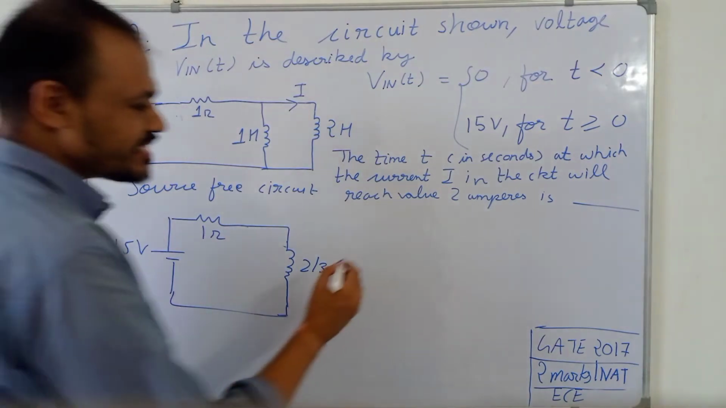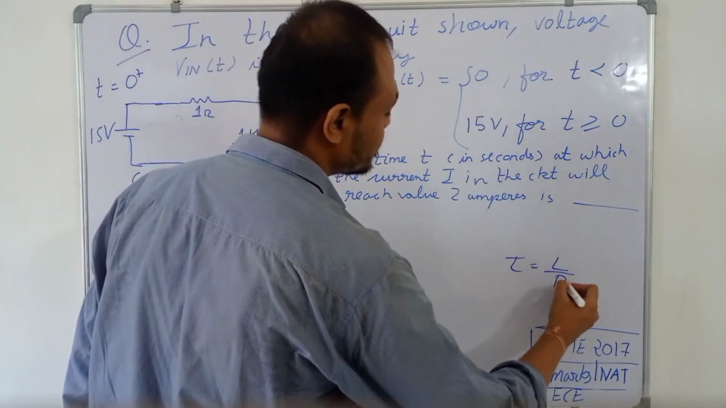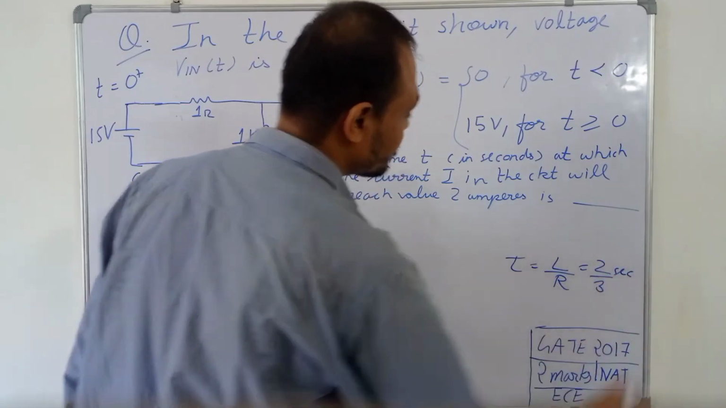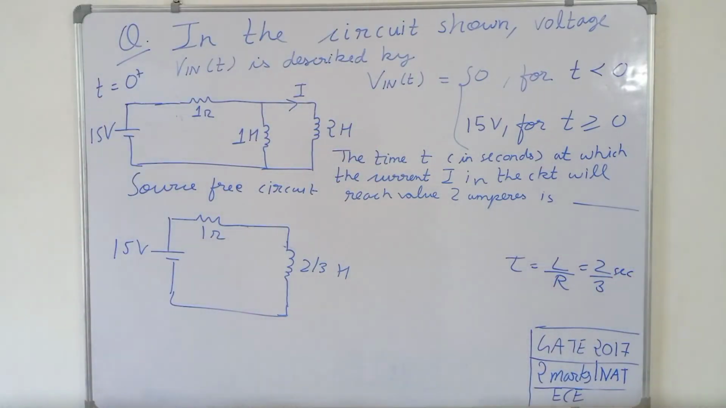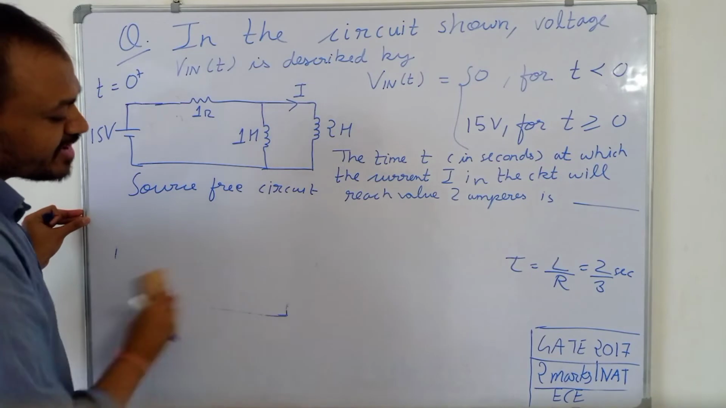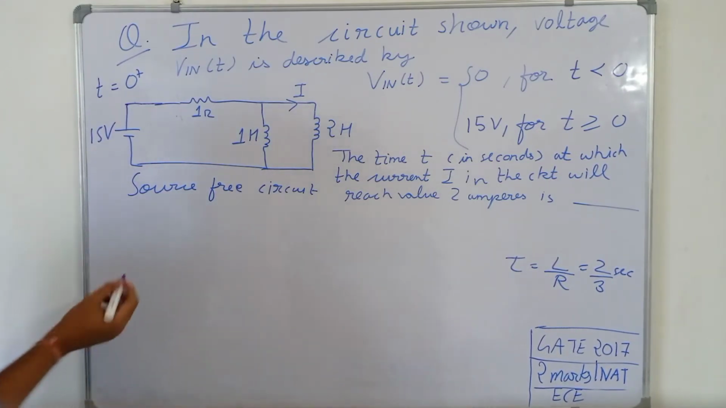So the time constant of this circuit, tau, will be equal to L upon R. So this will be equal to 2 upon 3 second. The time constant of this circuit is 2 upon 3 second. Okay, so we can form the equation for current like this.